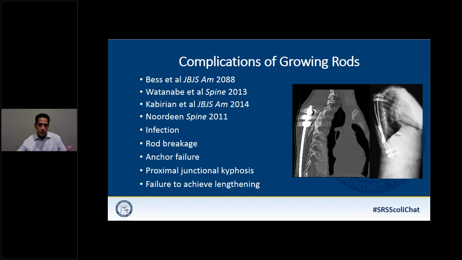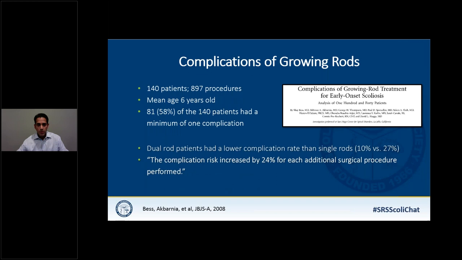This is why we are reluctant sometimes to do the implantation at an early age or when we don't think it's quite necessary. And in this article where we outlined the complications of over 140 patients who were lengthened almost 900 times, 58% of those patients had at least one complication. Then the complication risk increased by 24% with each additional surgery. So the longer you have these rods in, the more likely it was to have a complication.